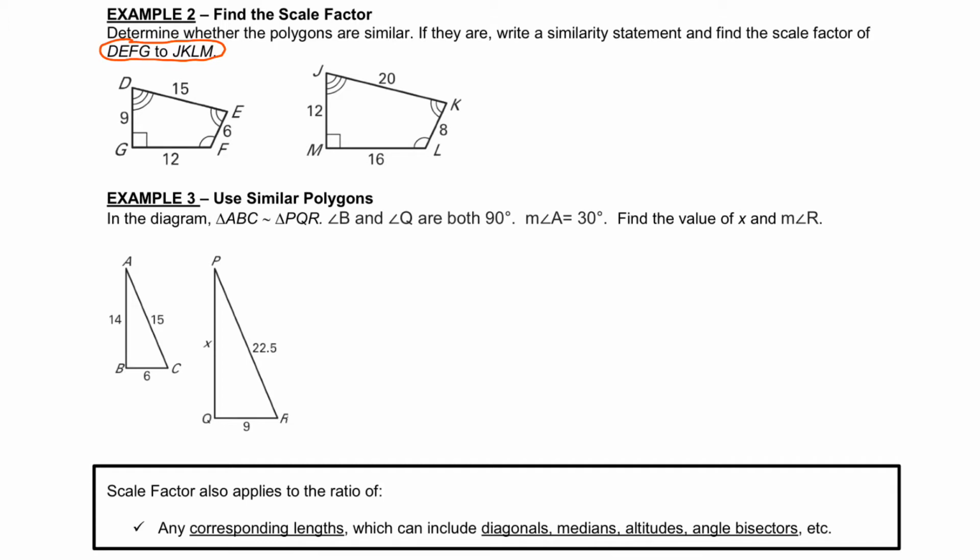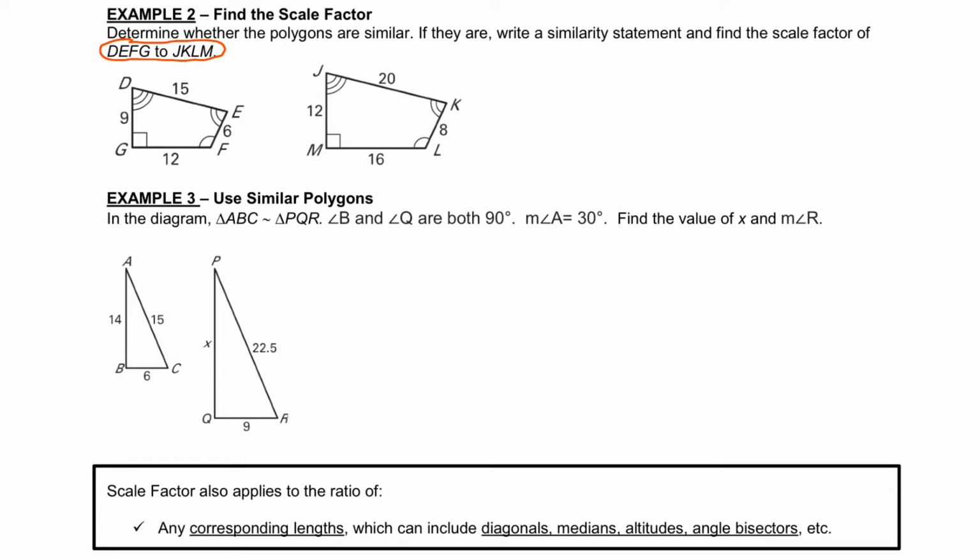The first thing we want to note is, do these polygons have the same shape? In order to do that, they have to have the same angles. And I think you can see we have that. We have angle D is congruent to angle J. Both are marked with 3 arcs. We have angle E is congruent to angle K. We have angle F is congruent to angle L. And we have angle G is a 90-degree angle, and so is angle M. So we have 4 pairs of congruent angles. So we definitely have the same shape.